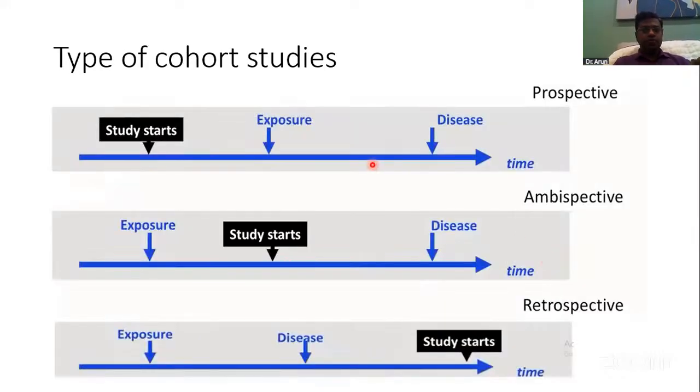So the types of cohort studies are based on when the study actually starts. In a prospective cohort study, by the time the study starts, exposure and disease have not yet occurred. In case of retrospective, by the time the study starts, your exposure and disease have already happened. In an ambidirectional study, by the time the study starts, only the exposure has happened, but the disease has not yet occurred.